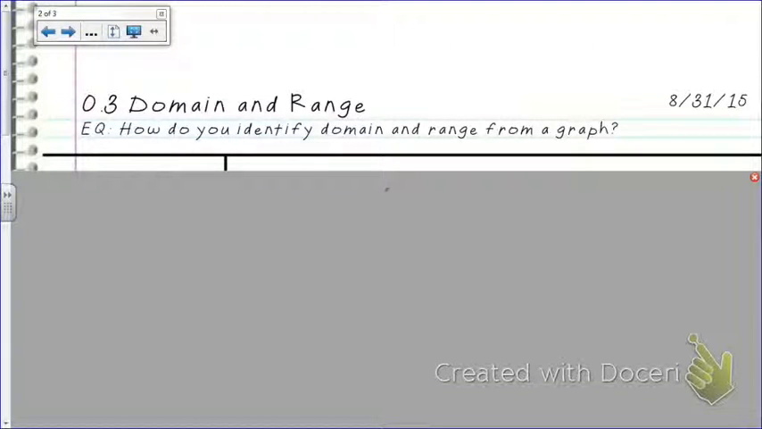Let's do this. So guys, lesson 3 is on domain and range. You should have at least heard these terms before. Our essential question is, how do you identify domain and range from a graph? So first let me give you some vocabulary.